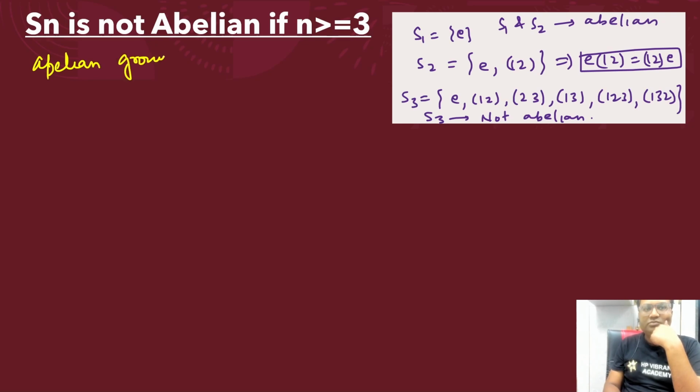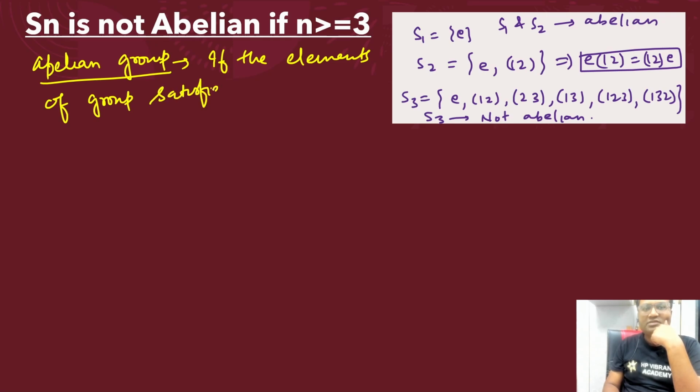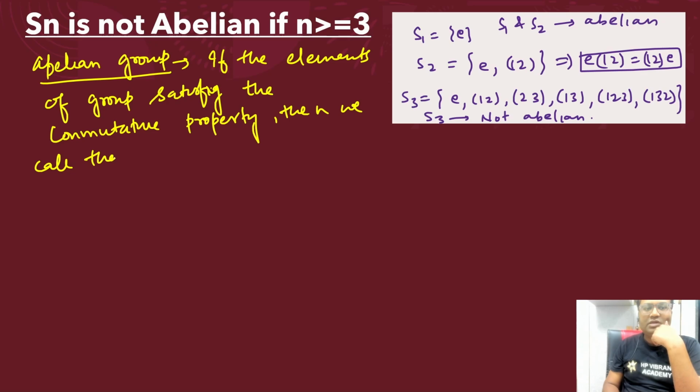Abelian group: if the elements of a group satisfy the commutative property, then we call that group abelian. Okay, so what does this mean for S1?